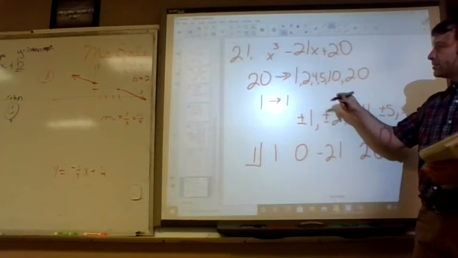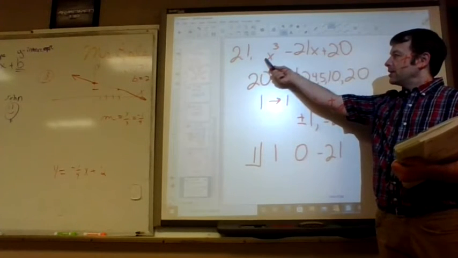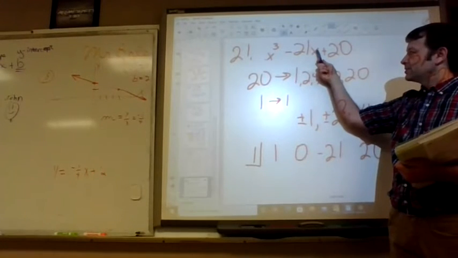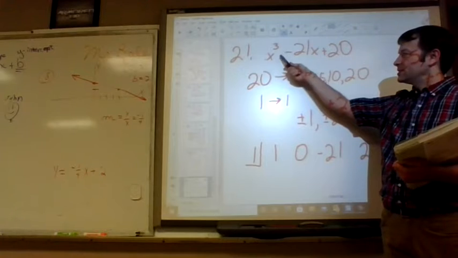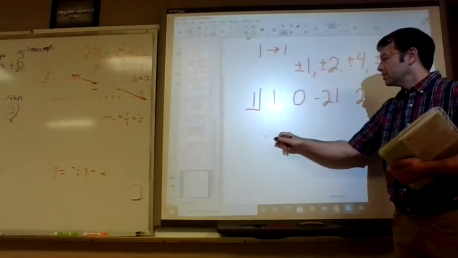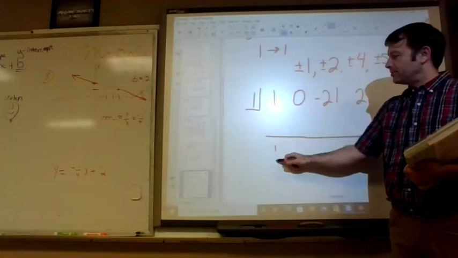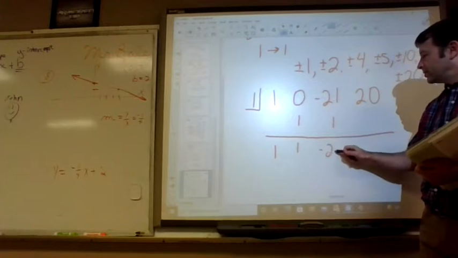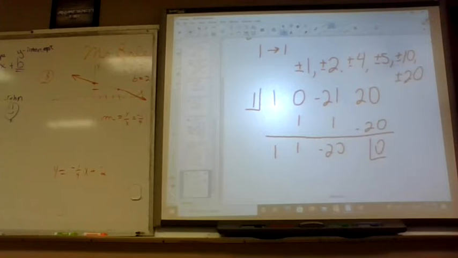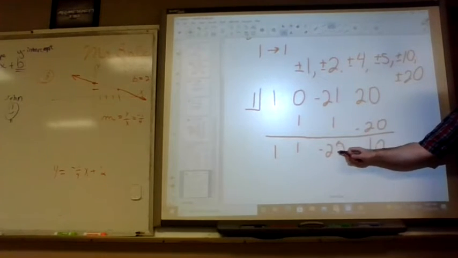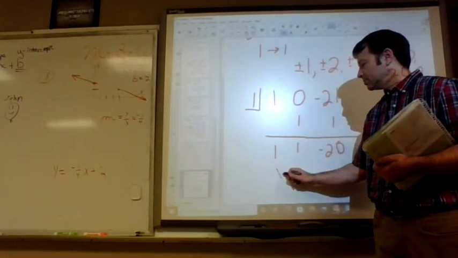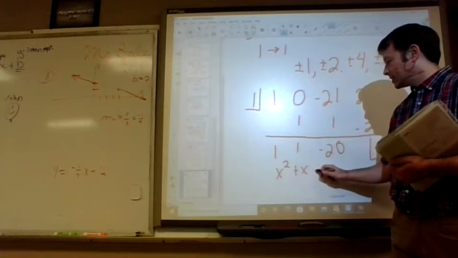Why did they say 0? Because there's no x squared term, between x cubed and x to the first. So the second coefficient is 0, then negative 21, then 20. So I'm going to add down, multiply up, add down, multiply up, add down. Multiplying by 1 is easier. 1 is an answer, but this also stands for x squared plus x minus 20.